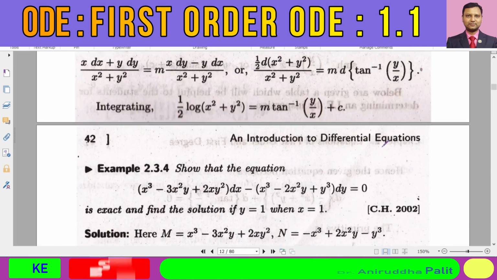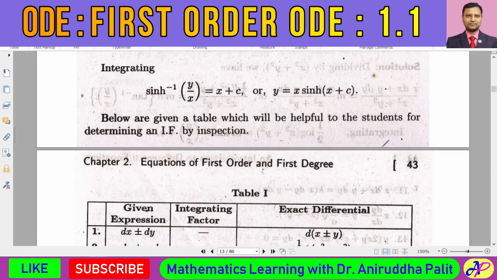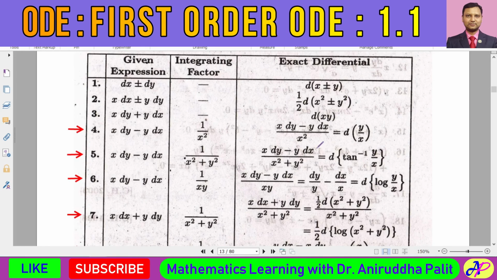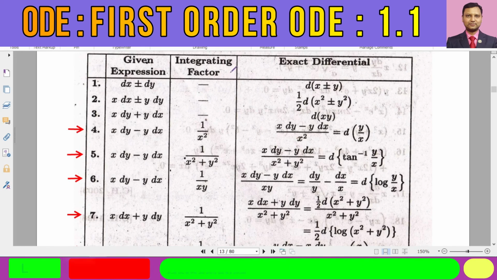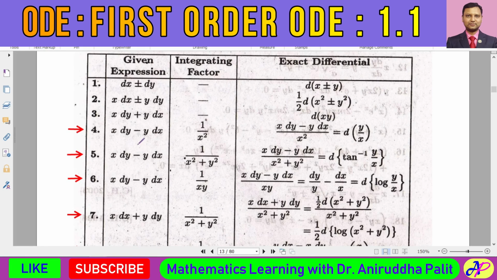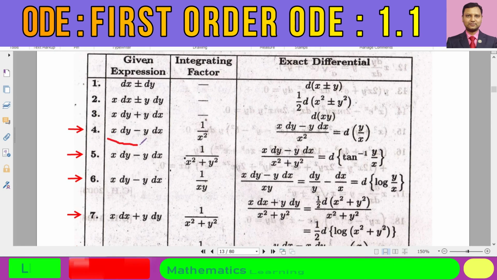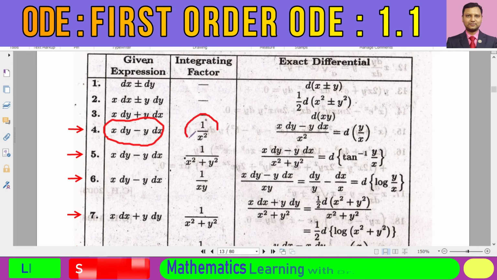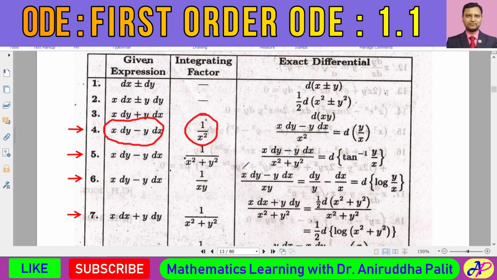There are a few other examples as well. You can go through these examples, and there is a table provided over here so that you can easily identify the integrating factors. Suppose an expression like x dy minus y dx is there. In that case, sometimes 1 by x square becomes an integrating factor, so that after multiplication by 1 by x square, x dy minus y dx becomes nothing but the differential of y by x.